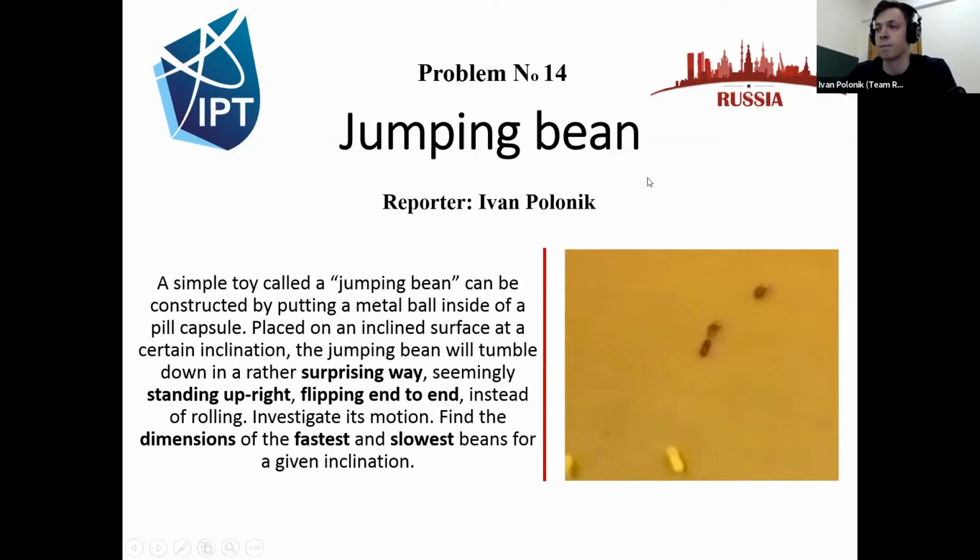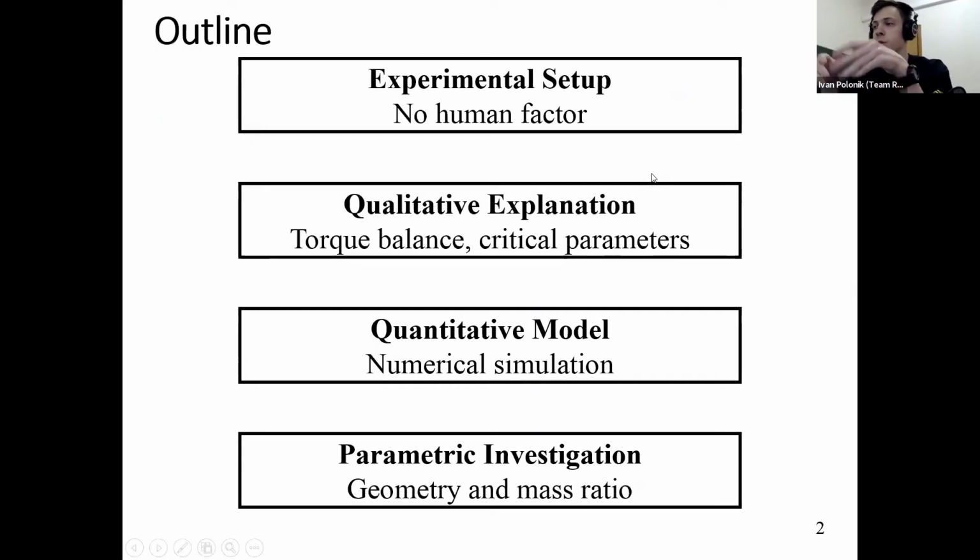So, here is the outline of my report. First, I will talk about the experimental setup which we use to exclude the human factor. Next, we'll talk about the qualitative explanation of the phenomenon and find the dimensions of the fastest possible beam. Next, we'll go to the quantitative model, where we'll describe all the motion of the system by parts. And finally, we'll go to the parametric investigation.